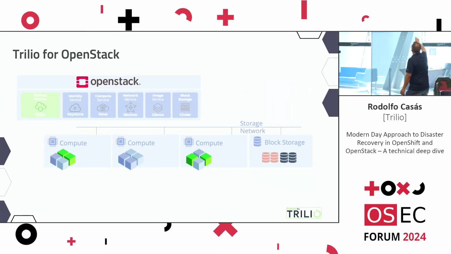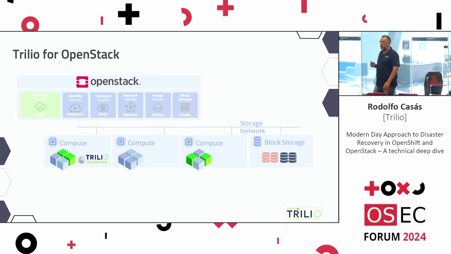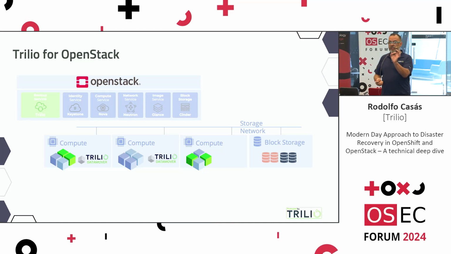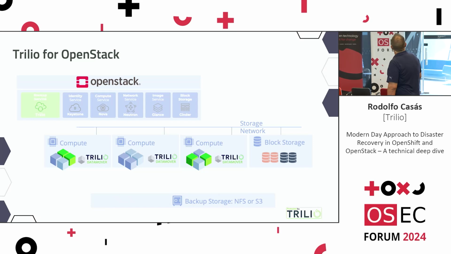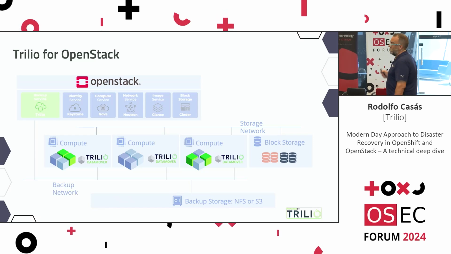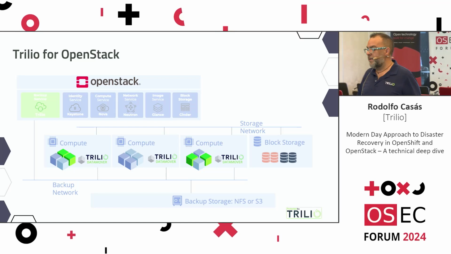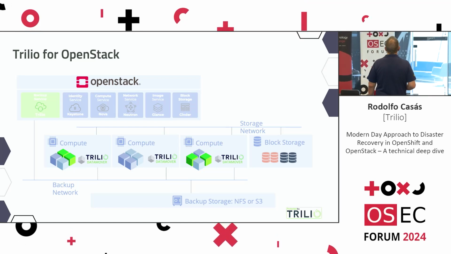Compute nodes, storage. Just as we have containers in the control plane, we have containers in the data plane. In the compute nodes, you will have those data mover containers from Trilio. And then we have a backup network. So this architecture is scalable. Any questions so far?